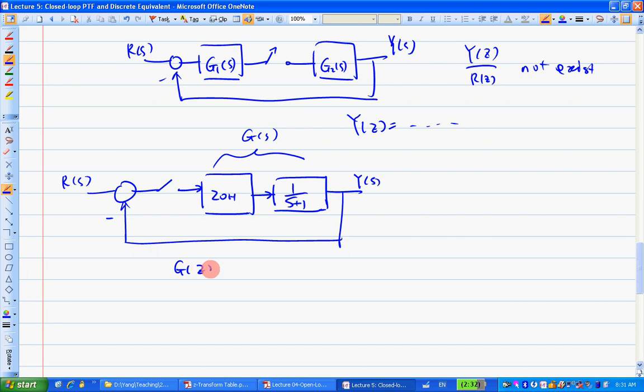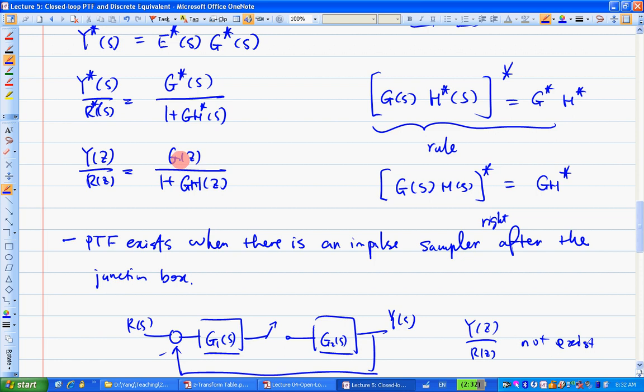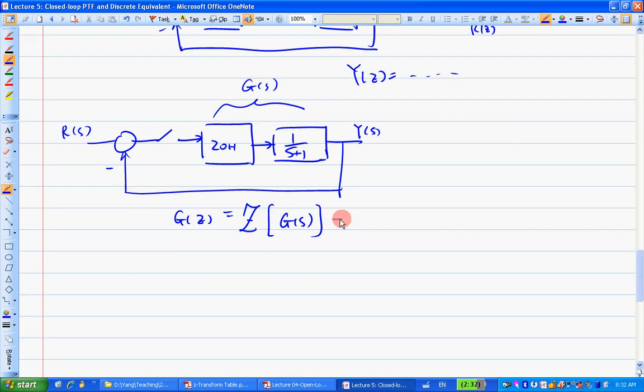What we need is this G of Z, because you look at the final result here. You need this G of Z, the z transfer function of this G of S. We derived this one in the previous lecture, and it is basically this one here.